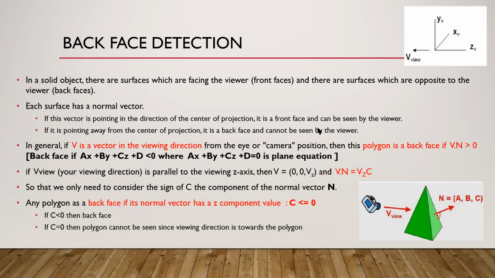So how is it going to be calculated? If V is a vector in the viewing direction from the eye or the camera position, then the polygon backface is determined by the dot product of the viewing vector and the normal. Every face has a normal vector. If you take the dot product of the viewing vector and the normal vector, and the returned value is greater than 0, that means it's a back face. Or you can calculate it in another way.